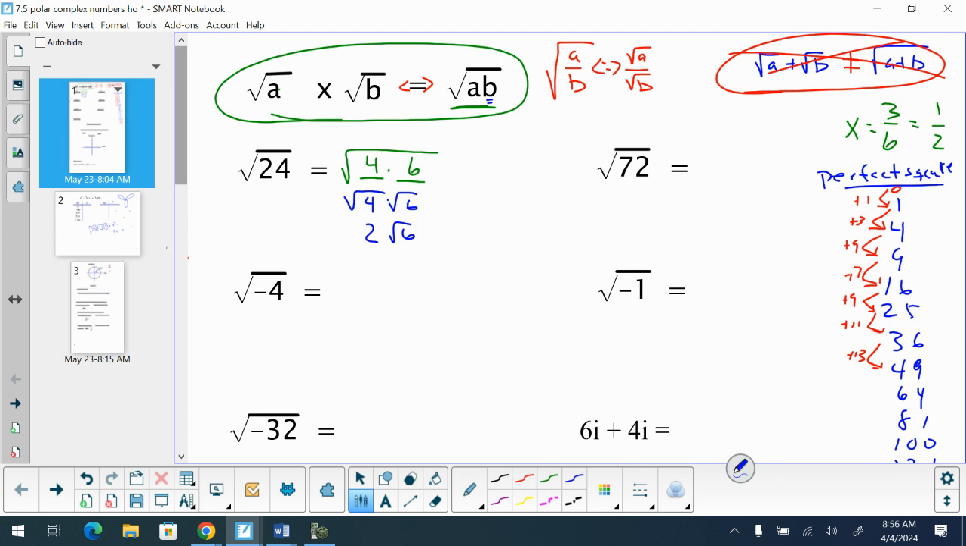Now, some of you may have broken this down into square root of 9 times 8, because 9 times 8 is 72. 9 is a perfect square. So we want square root of 9 times square root of 8. So we have 3 square root of 8. Okay? And that's correct to a point, but we are not fully simplified.